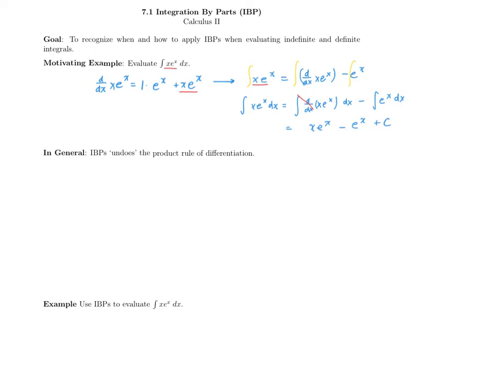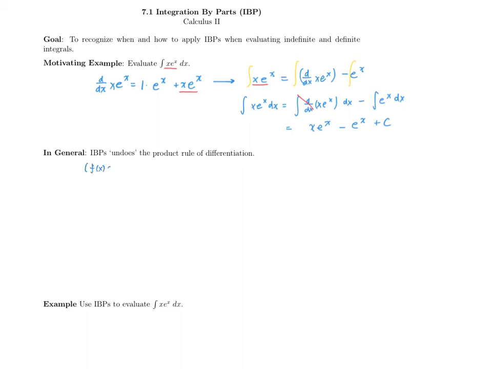This example works out extremely nicely, and it's kind of a special case. But the observation we can take away from this is that we've somehow undone the product rule of differentiation. And remember this idea: every rule of differentiation should have a corresponding rule of anti-differentiation. And in general, integration by parts is going to undo the product rule of differentiation. So let me think about this now a bit more generally.